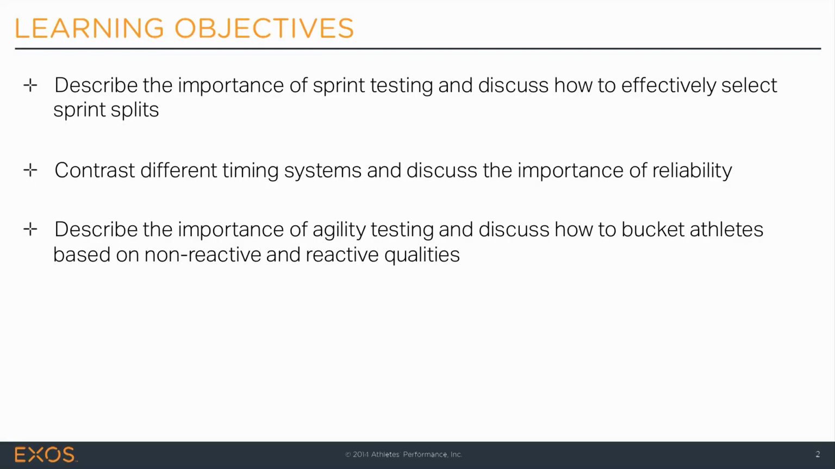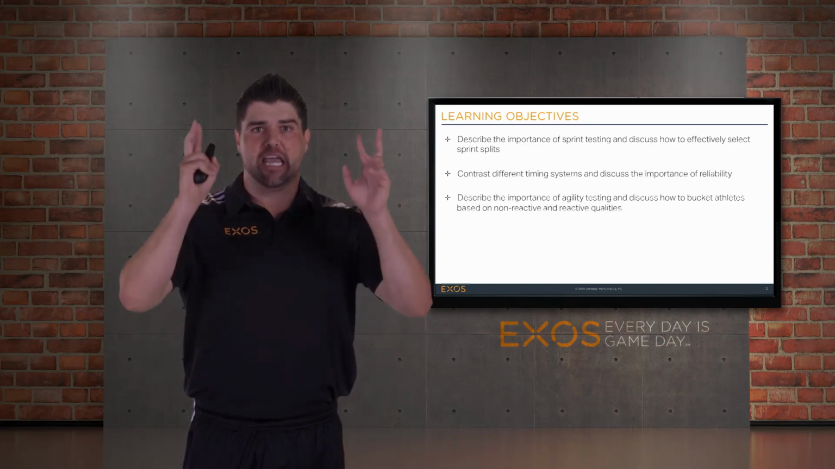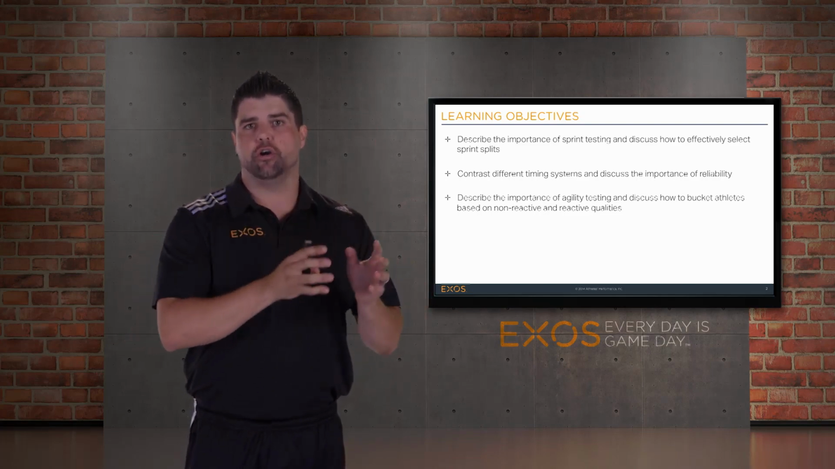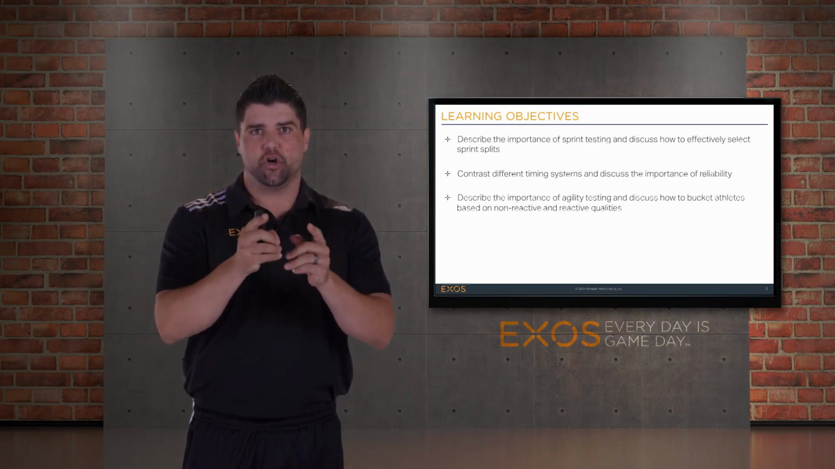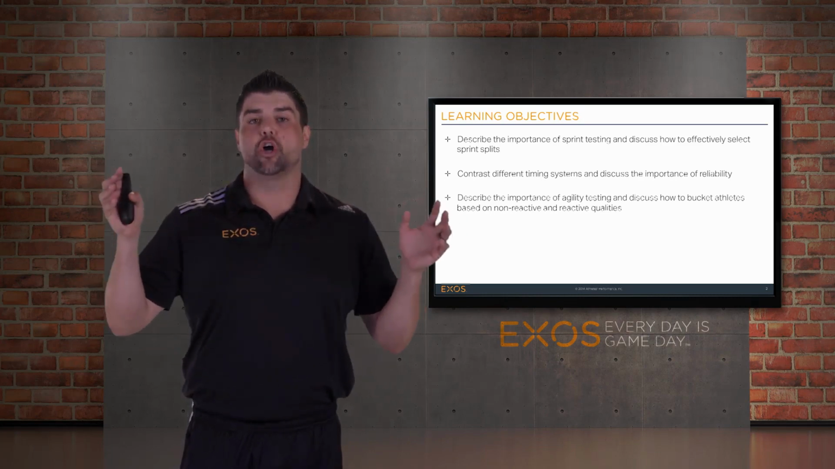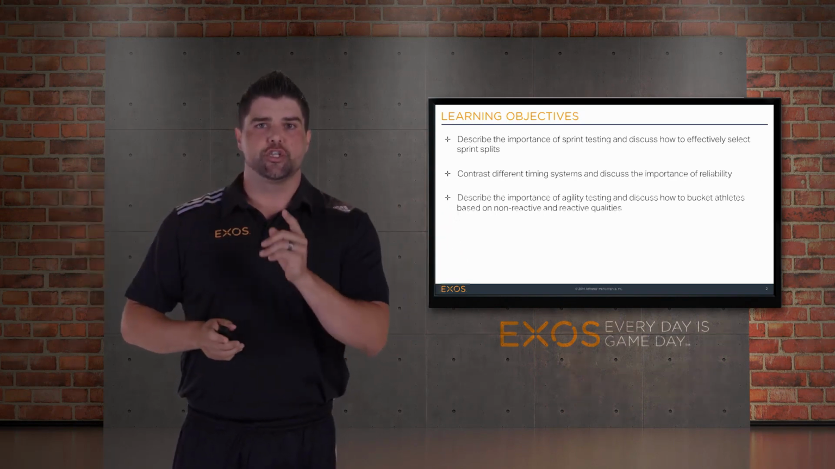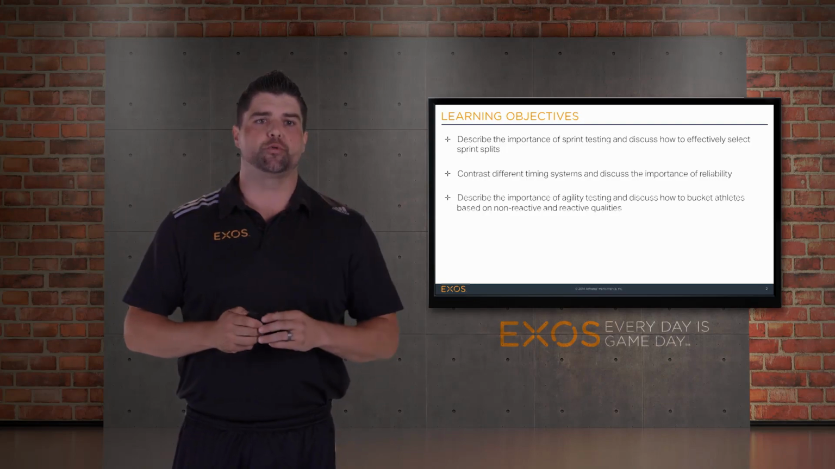Three major objectives. Number one, describe the importance of sprint testing and discuss how to effectively select sprint splits. If you want to start actually looking at how to categorize your athletes across starts, acceleration, which we also call transition, and absolute speed, we need to make sure we select the correct total distance and map the correct splits within that total distance so we understand the actual sprint qualities we're assessing.